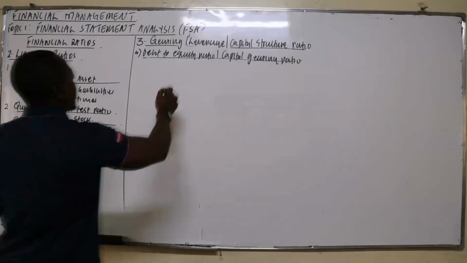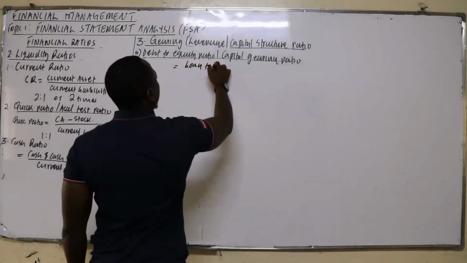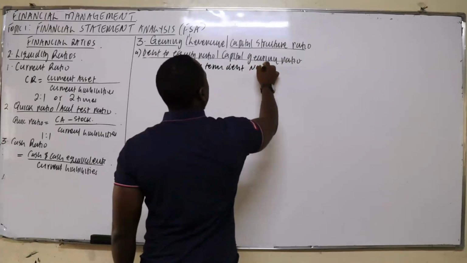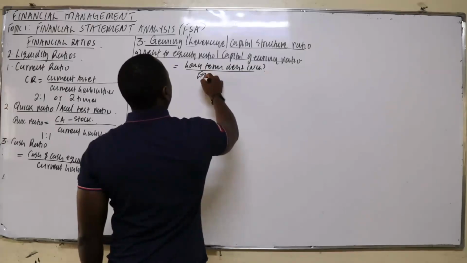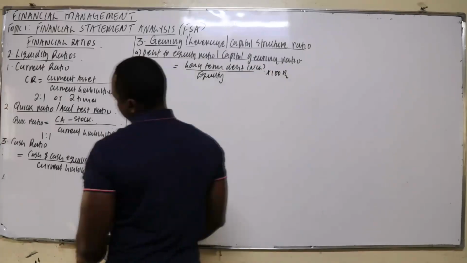So how do we get the debt to equity ratio? We take the long-term debt, in short the non-current liability, then you divide by the equity, then you multiply by 100%.